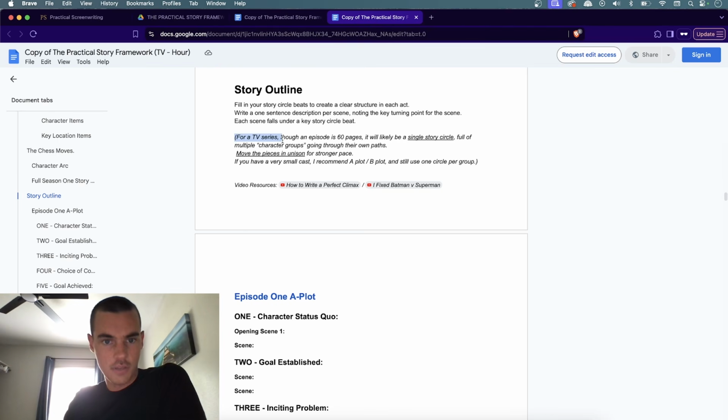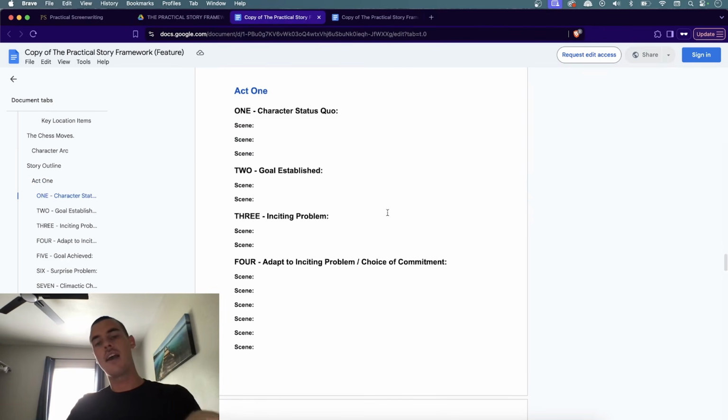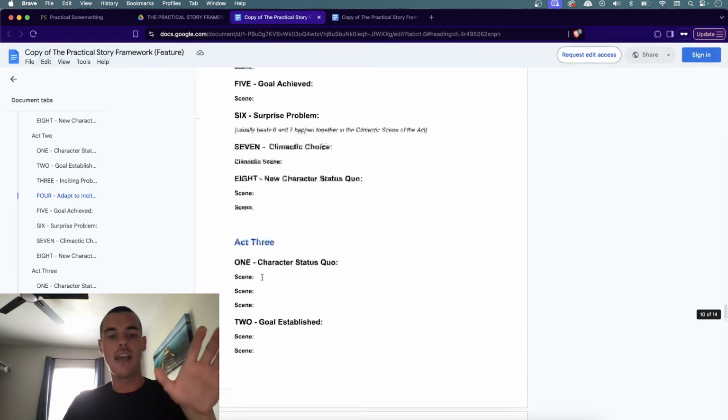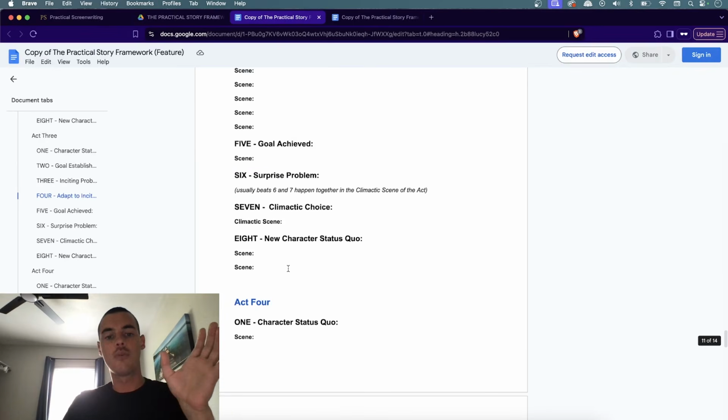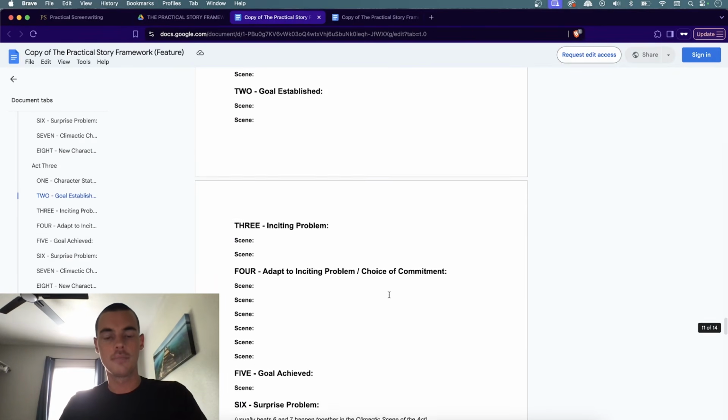For a TV series, though an episode is 60 pages, it will likely be a single story circle. So here, in a feature, you have essentially more or less 30 pages per act. So Act 1 is 30 pages, Act 2 is 30 pages, Act 3 is 30 pages, Act 4 is 30 pages, and you end up with a 120-page screenplay.